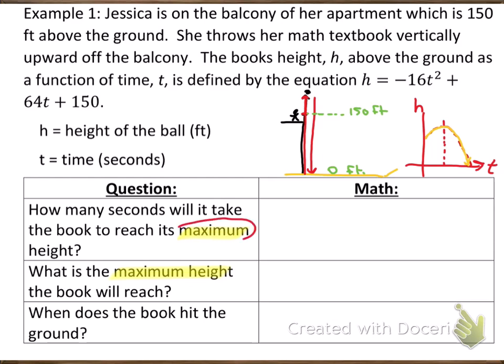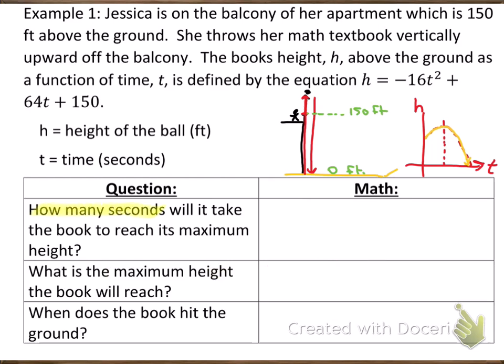Anytime you see the keyword maximum, or sometimes minimum, I want you to think about the vertex. This is asking for the vertex. It might be asking for the x value of the vertex or the y value of the vertex. We're not sure yet, but anytime you see that keyword, you know that you're going to be finding the vertex. So let's read this again, and this time let's figure out whether we're trying to find the x or the y value of the vertex.